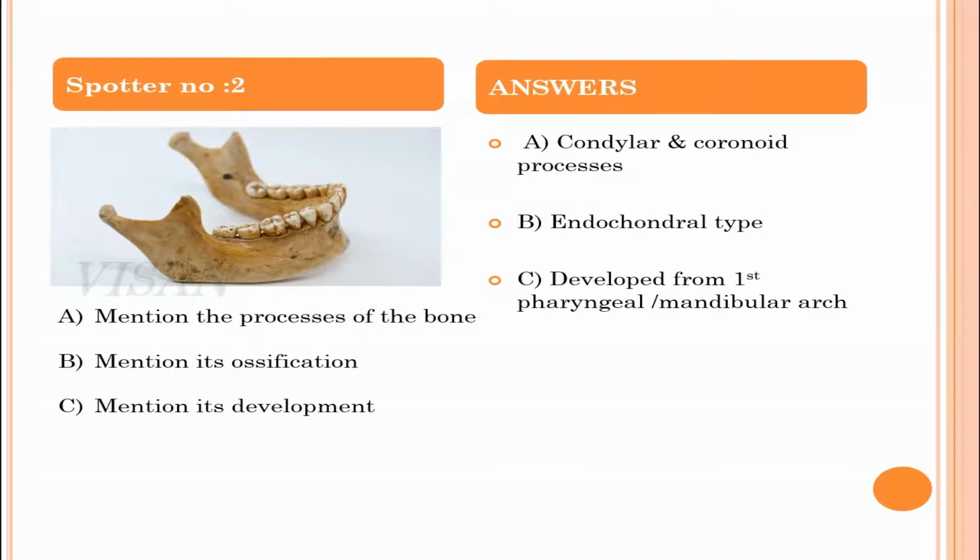Spotter number 2. The processes of the bone are condylar process and coronoid process. And the ossification is endochondral ossification, which means it takes a cartilage model and then it is calcified. And the development is from the first pharyngeal arch or the mandibular arch.